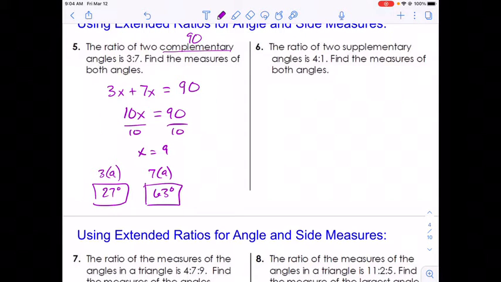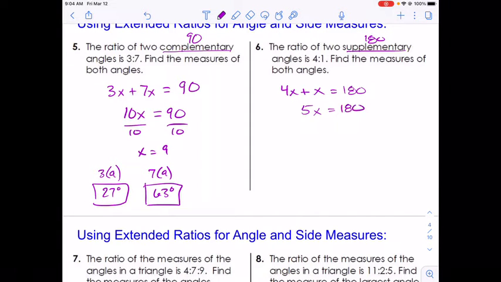The ratio of two supplementary angles is 4 to 1. Find the measures of both angles. Well, we know that supplementary, we just talked about it, is going to equal 180. So that means that 4x plus 1x, or just x, is equal to 180. That gives me 5x equals 180. Divide by 5, and x is equal to 36.